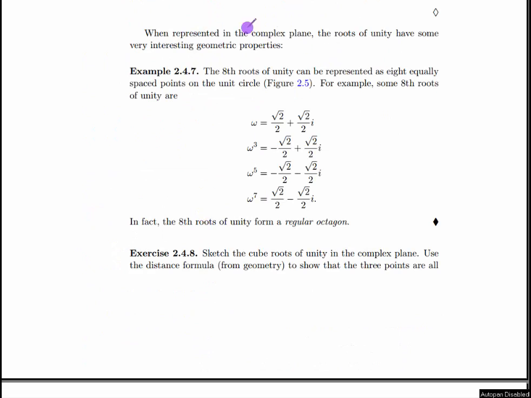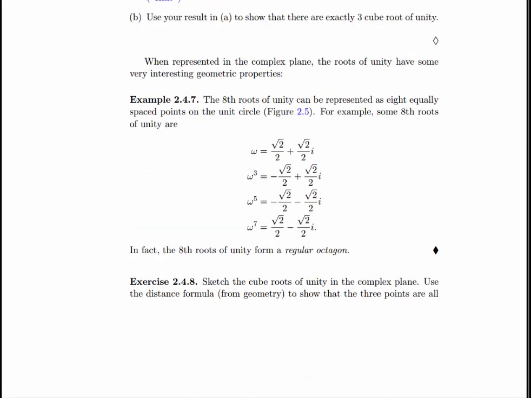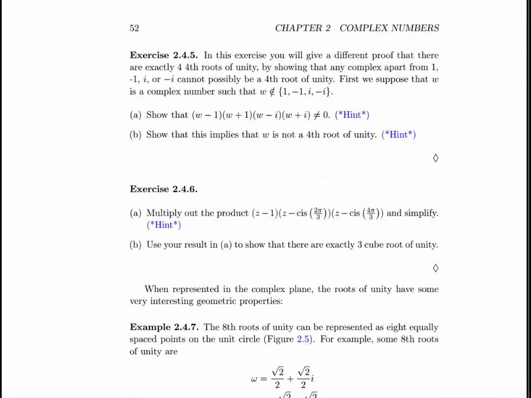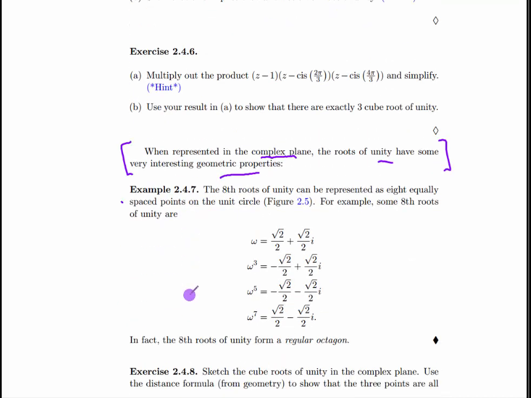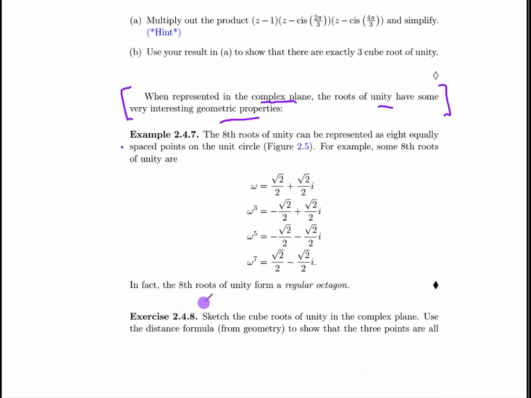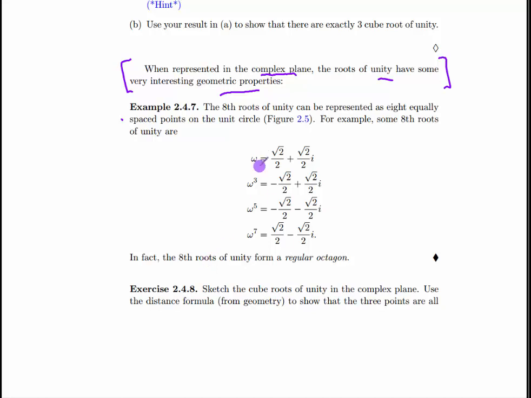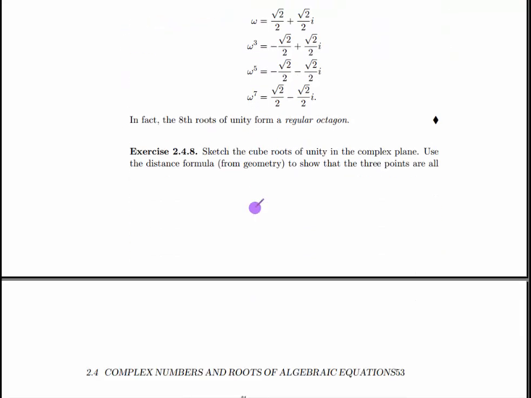I'm going to skip down to this place here. This is on page 52 in my edition. And so we've talked about complex roots of unity, and we've given a complex polar form. Now, when we represent these roots of unity in the complex plane, they have some very interesting geometric properties. So this example gives the 8th roots of unity, and we plot them on the complex plane. I think you should do this yourself to see how it works.